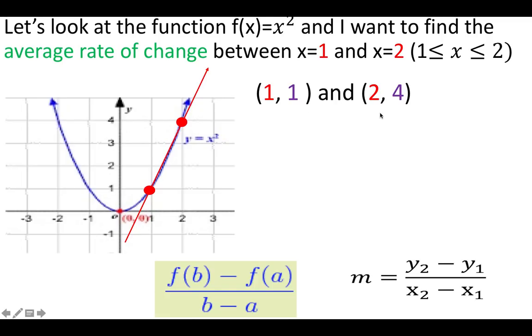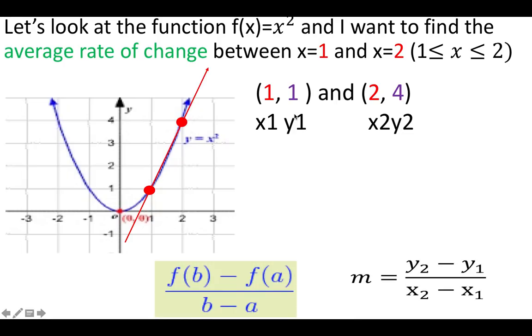Great. So I color-coded my x values as red and my y values as purple. Usually I also tell you guys that you should label your points so that you don't get mixed up. So my first point I'm going to call (x1, y1). Second coordinates is (x2, y2). Now, to find the average rate of change, what I'm going to do is answer this question of this parabola between x equals 1 and x equals 2. I'm just going to substitute into my slope formula because like I said, that is my average rate of change.